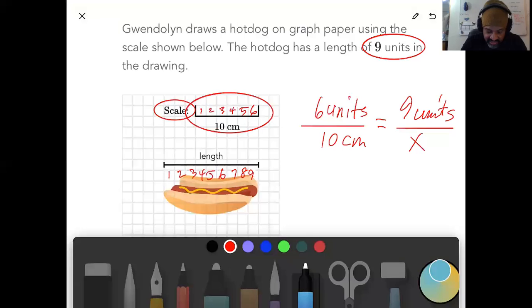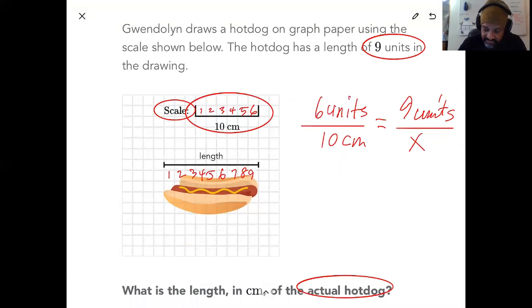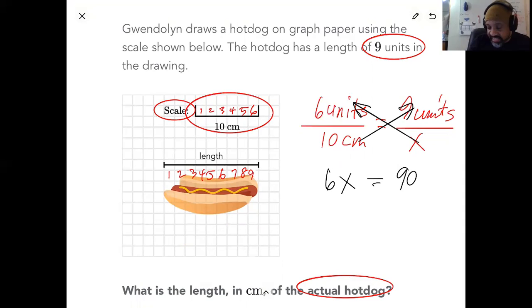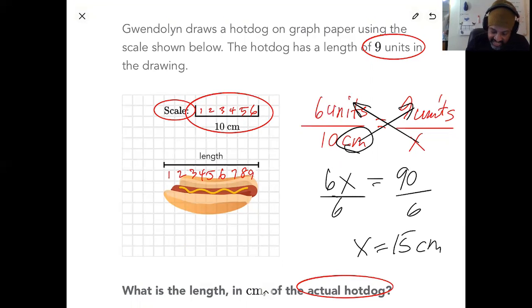So let me get a different color and let's solve it. So this is going to be 6X is equal to 9 times 10, which is 90, right? And then the last step is divide both sides by 6. So X is equal to 15. It's going to be 15 centimeters. That's how much the hot dog actually is. That's the actual length of the hot dog.